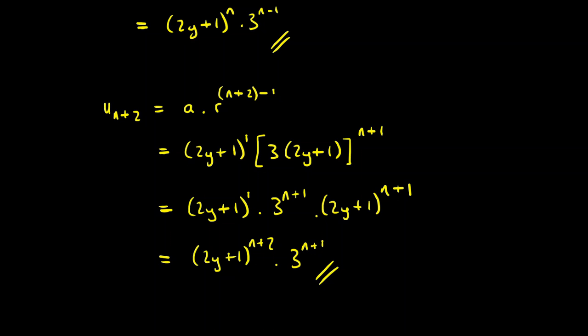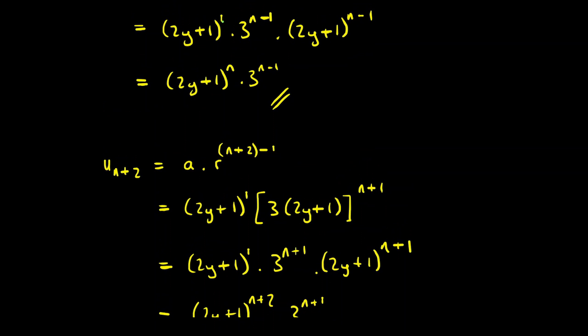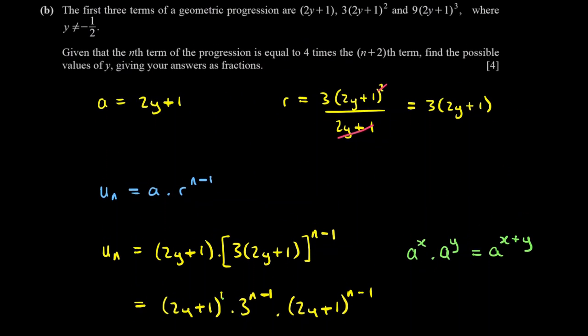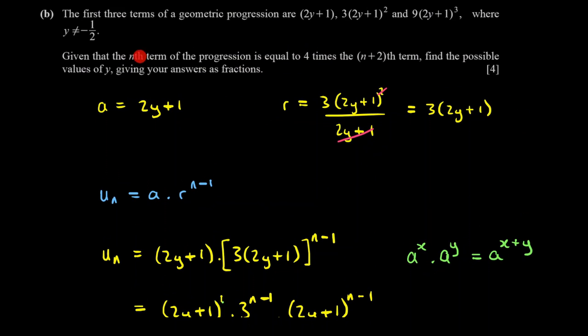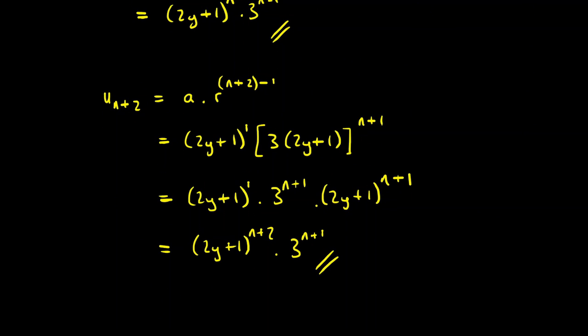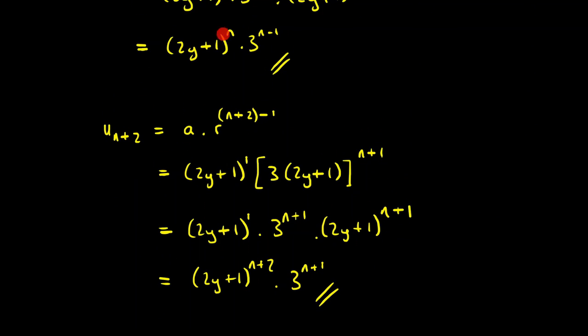Okay, so just to summarize so far, we've got an expression for the nth term, and we've got an expression for the n plus 2th term. Now, if we go back to our question, what was the relationship between those two things? The nth term is equal to 4 times the n plus 2th term. So we're saying that this thing here is equal to 4 times that thing. So let's write that down.